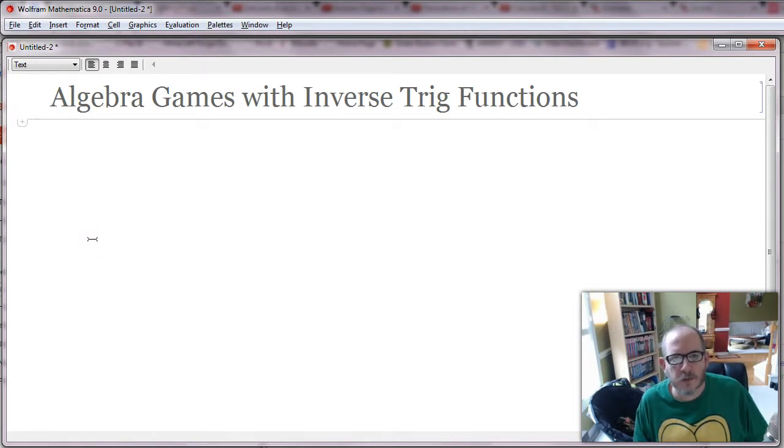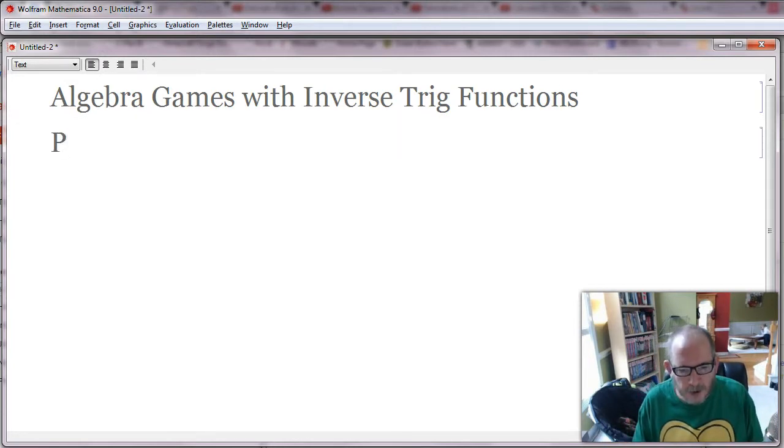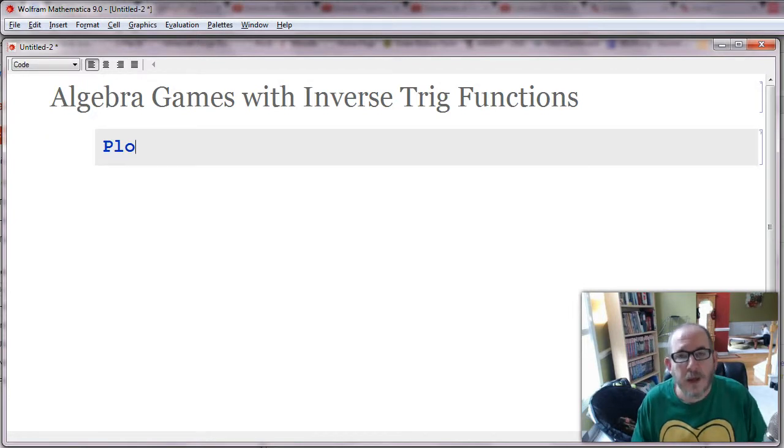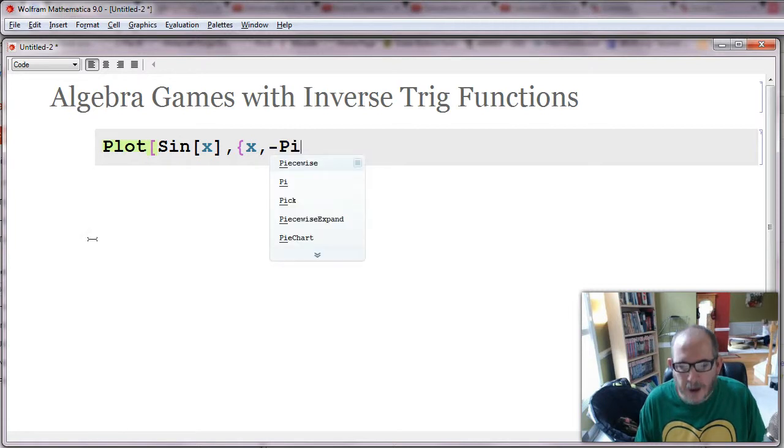and we're going to be playing some games with trig functions. I want to show you something really bizarre that comes up a lot in some of these sections that you'll be doing. So first of all, I'd like to just plot. Let's turn that into an input cell. So I'd like to plot sine of x. And let's let x go from minus pi to pi.